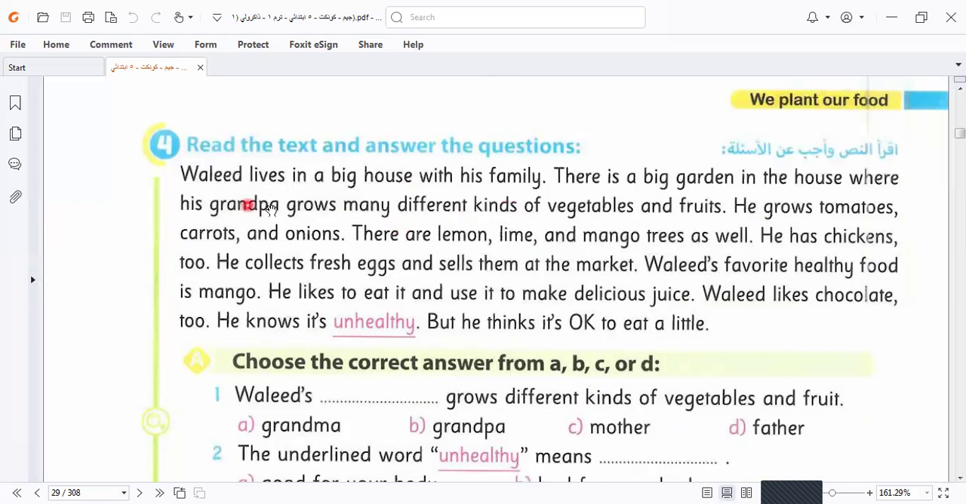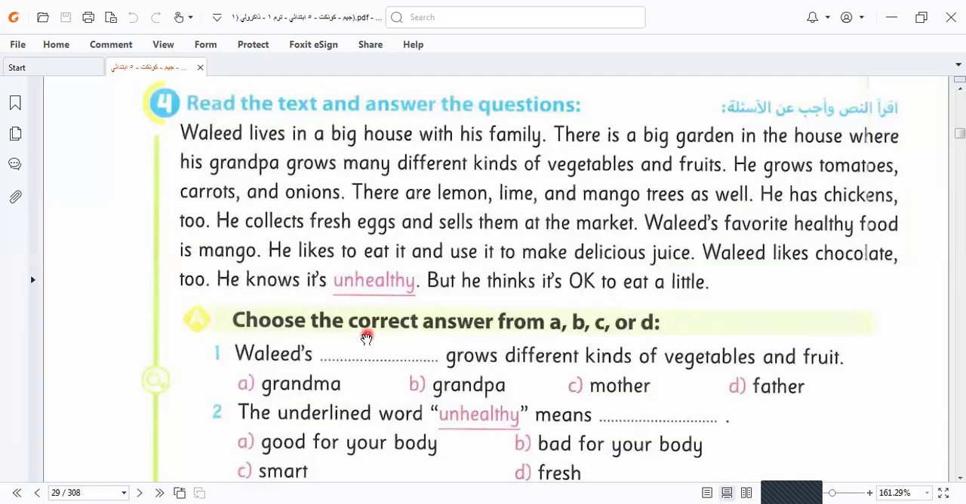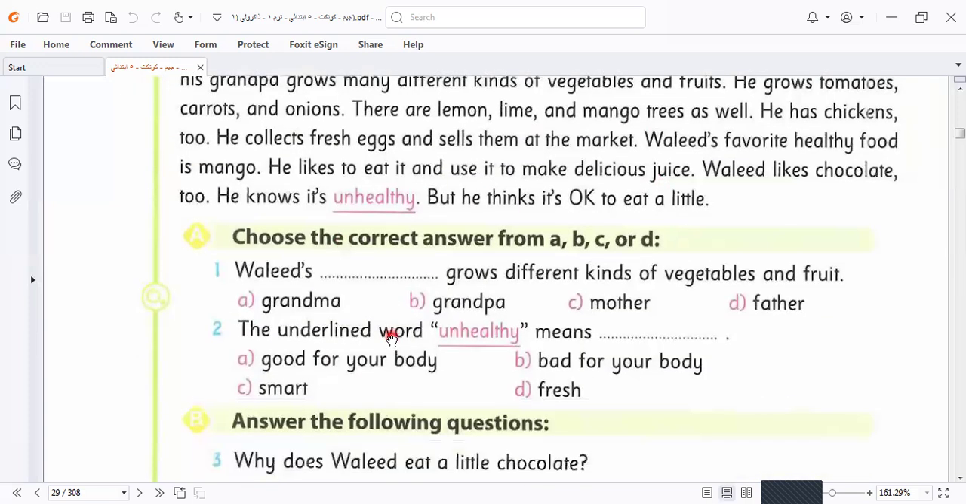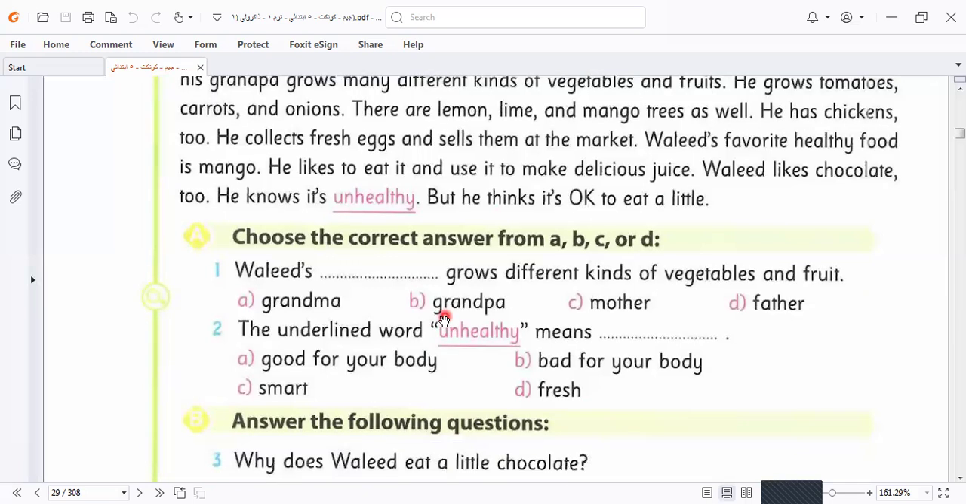Grandpa. So it will be what? It will be the number D. You must read the text very well to answer the questions below, okay? We must take care when we read grade 5, because we have a trick in the text. It's not easy like the previous year, okay?